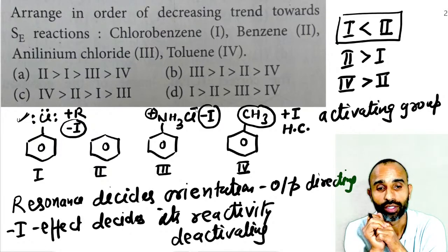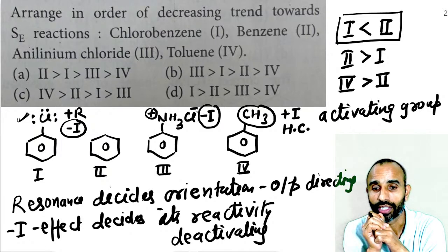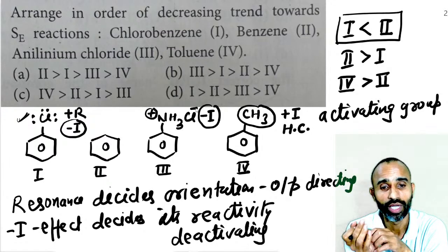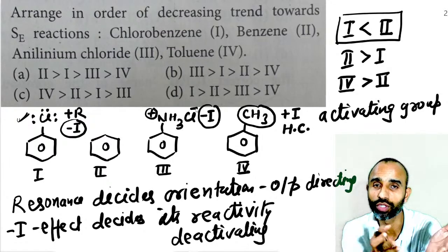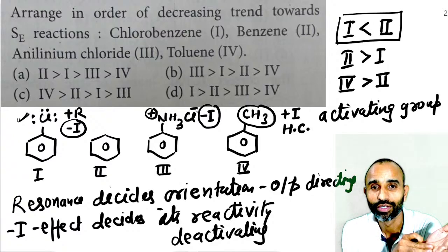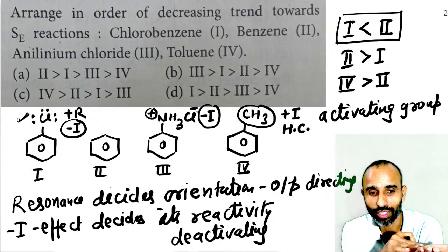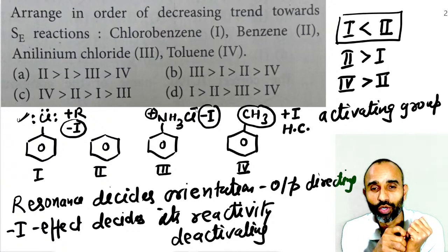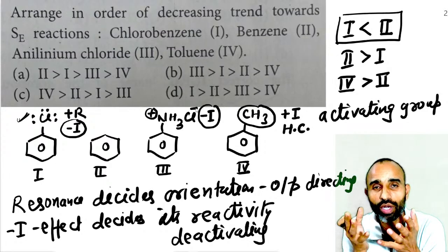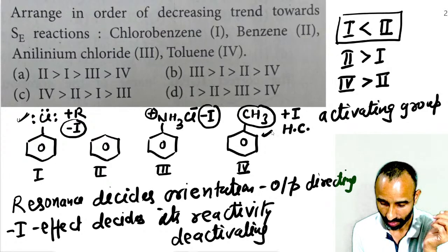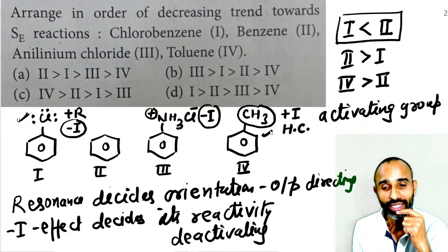and therefore its order is fourth is most, and there is only one option where fourth is most reactive. So there is no need to think beyond it, because you know there is only one electron releasing group, and that's why it is most reactive.